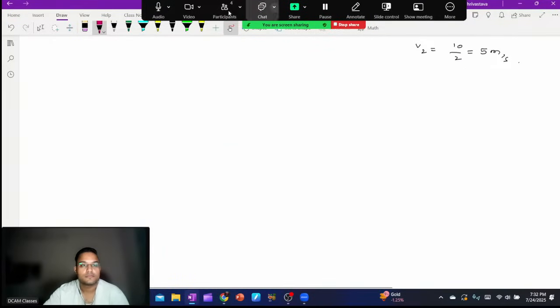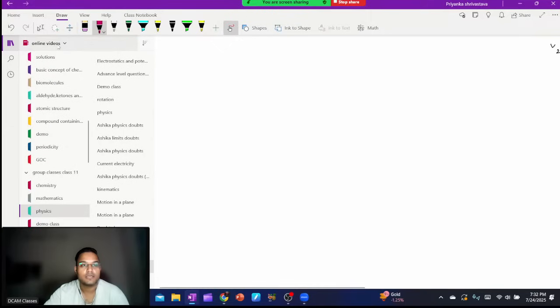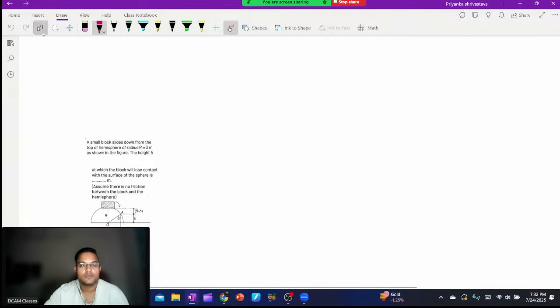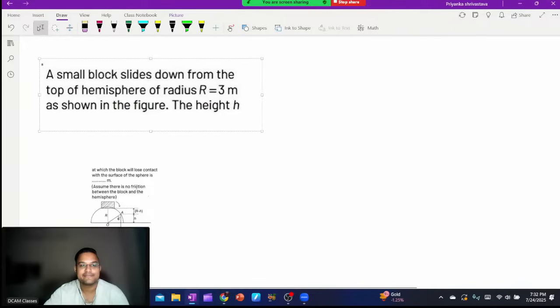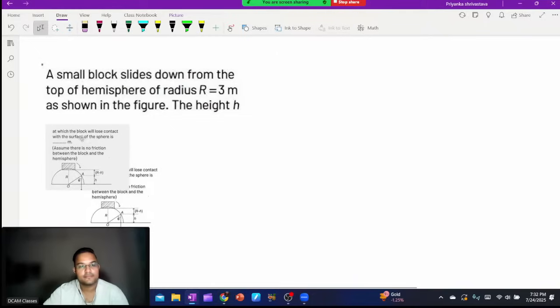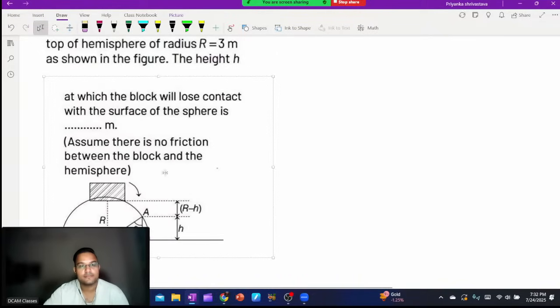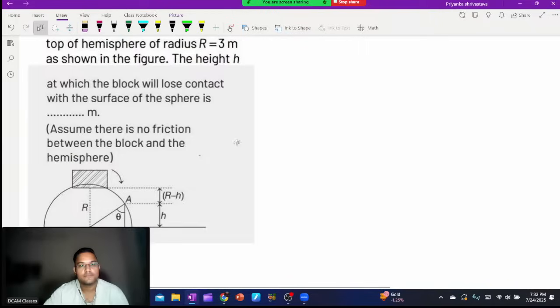This is a very common example. After this, I'll tell you. Try to solve this one. These are the hectic problems in this chapter. Try this.